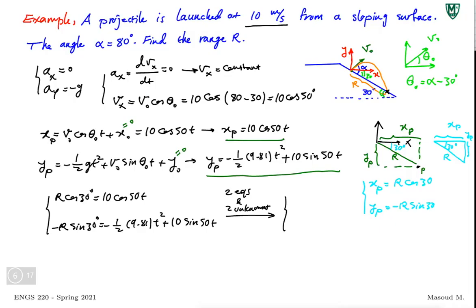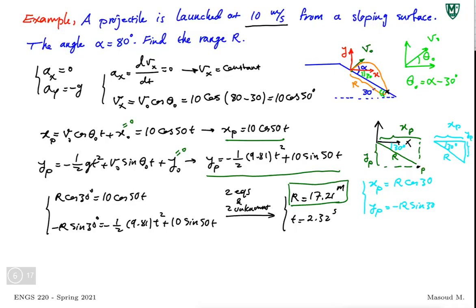So if you do that, r would be 17.21 meters, and t would be 2.32 seconds. These are your final answers. Well, you don't really need t. You're not asked to find t, you're asked to find r, right?